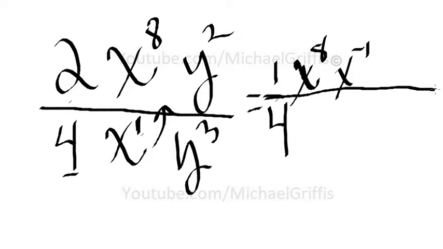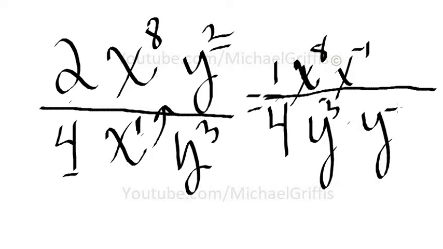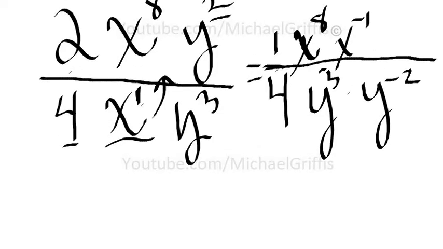Well, that's getting kind of sloppy, isn't it? Y squared over y cubed, we're going to take the one with the smaller power down to the bottom. So this becomes y cubed times y to the negative 2. You see that? We took the one with the smaller power and we moved that one, just like x to the first power, we moved it up to the top.